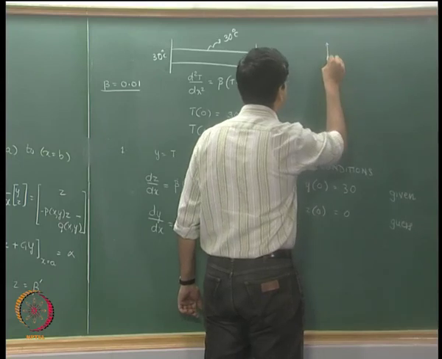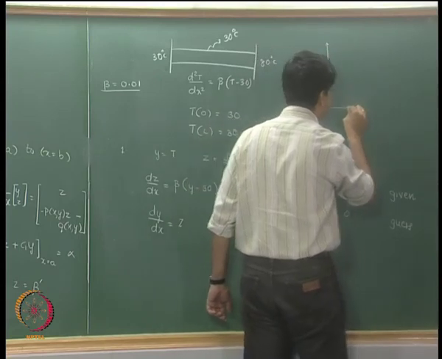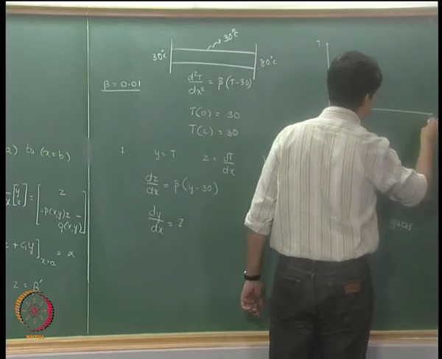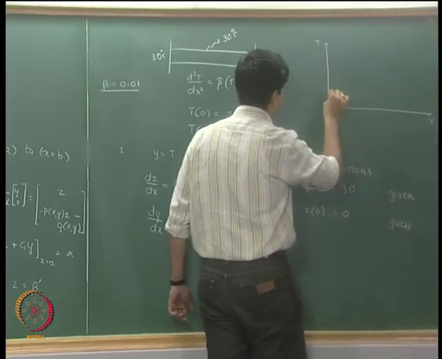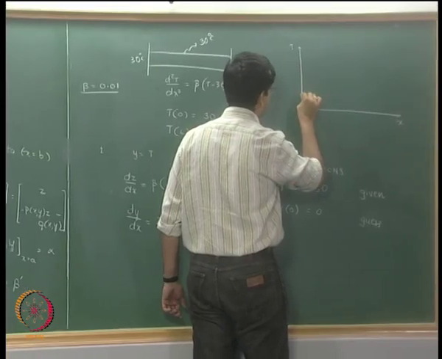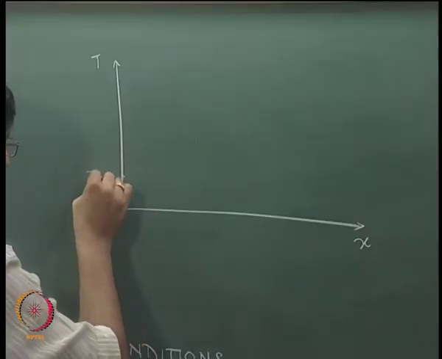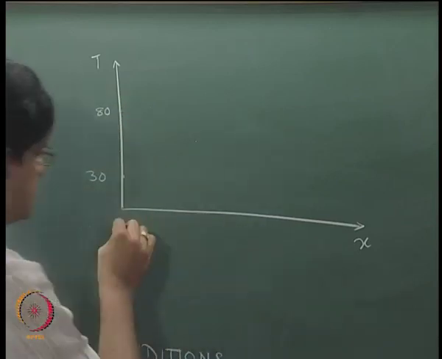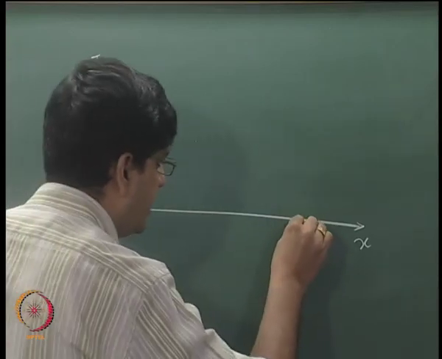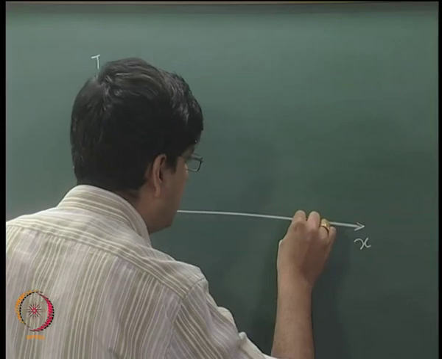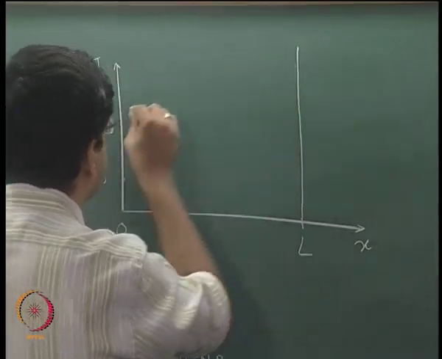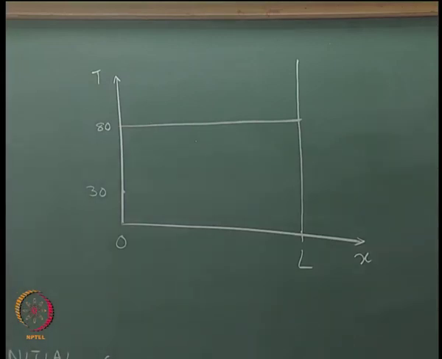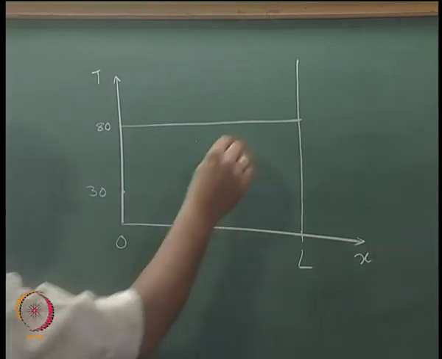So what we will do is we will just plot our temperature versus x. We start our temperature at 30 degrees Celsius and this is 80 degrees Celsius. This will start at 0 and this is our L, and this is our target.